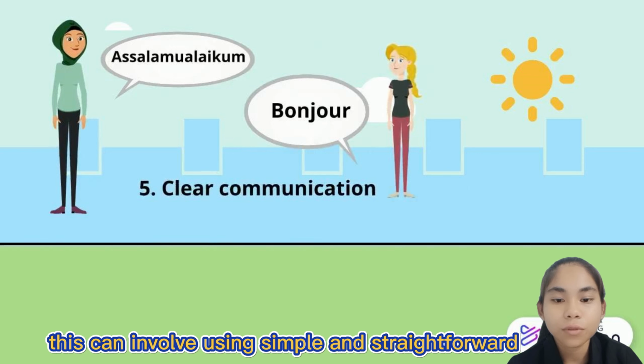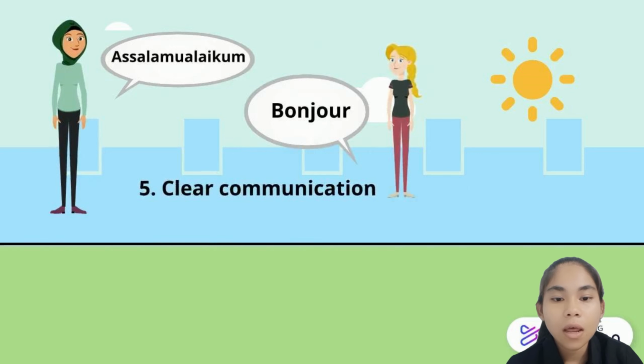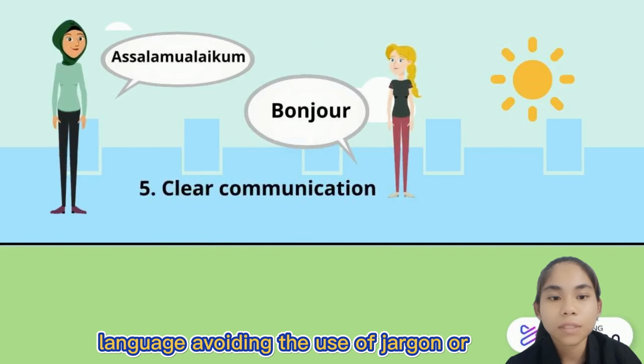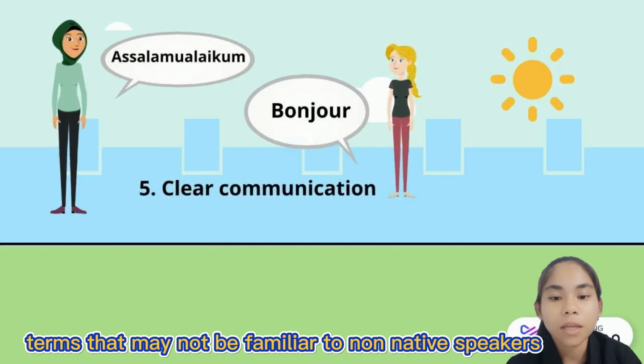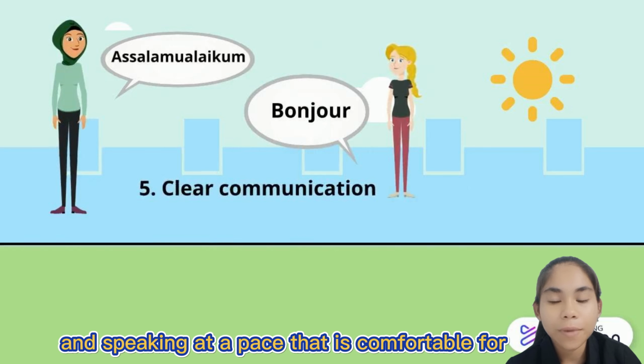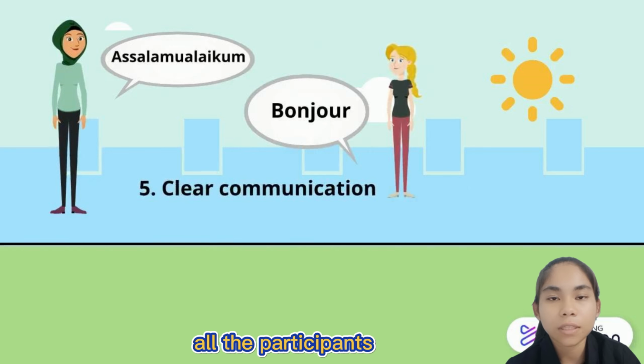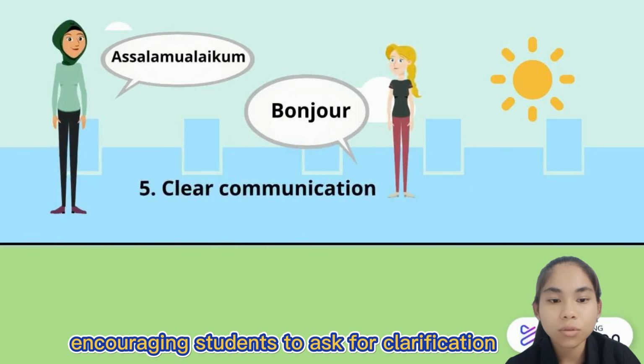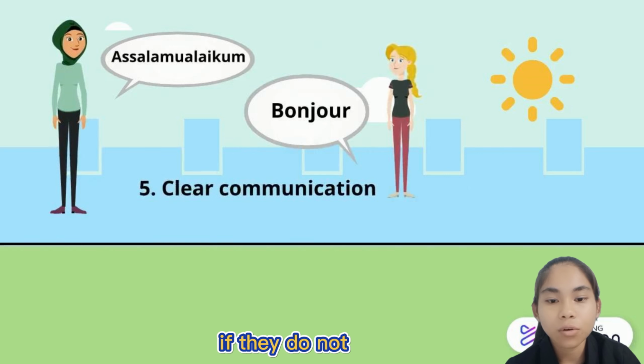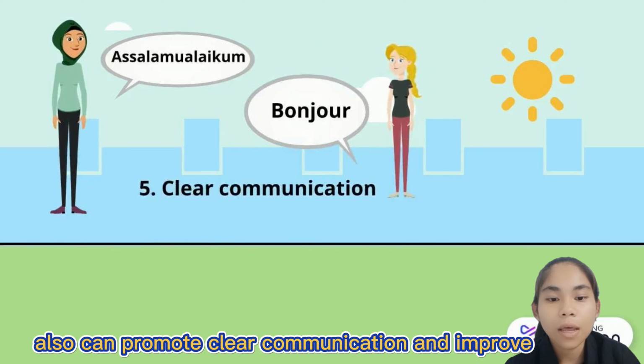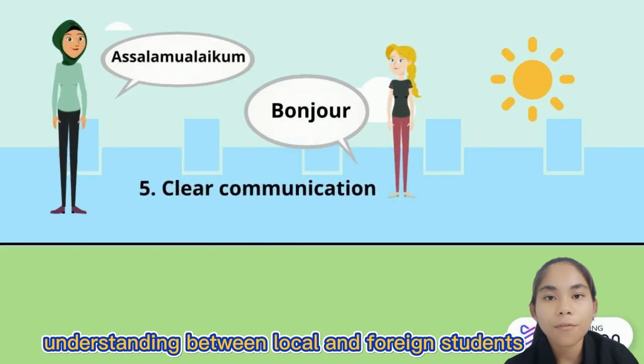This can involve using simple and straightforward language, avoiding the use of jargon or technical terms that may not be familiar to non-native speakers, and speaking at a pace that is comfortable for all the participants. Encouraging students to ask for clarification if they do not understand something can also promote clear communication and improve understanding between local and foreign students.